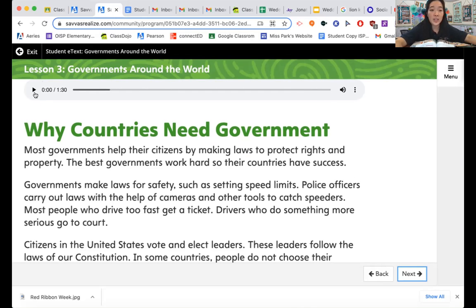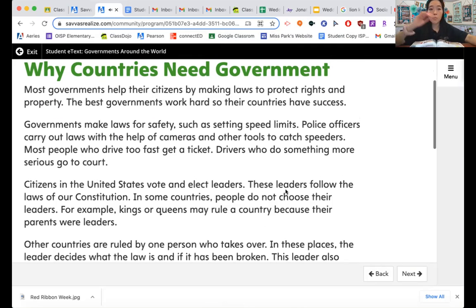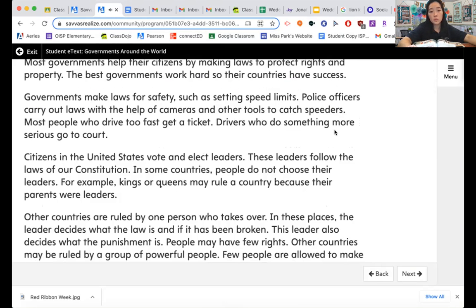Why countries need government. Most governments help their citizens by making laws to protect rights and property. The best governments work hard so their countries have success. Governments make laws for safety, such as setting speed limits. Police officers carry out laws with the help of cameras and other tools to catch speeders. Most people who drive too fast get a ticket. Drivers who do something more serious go to court.